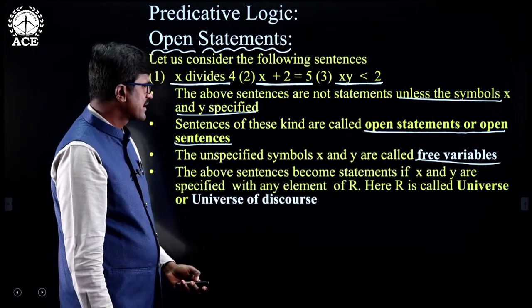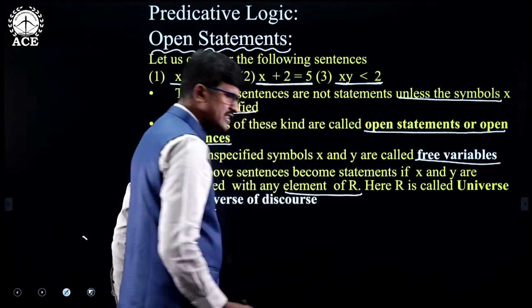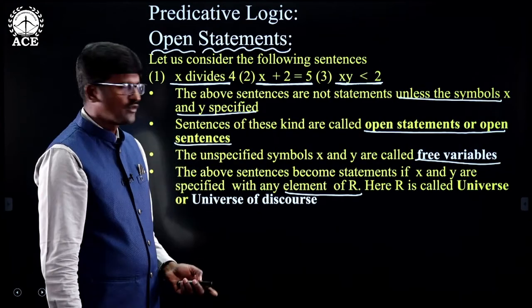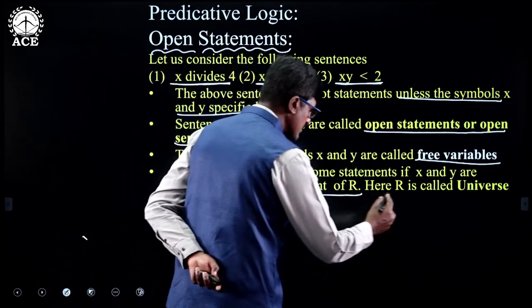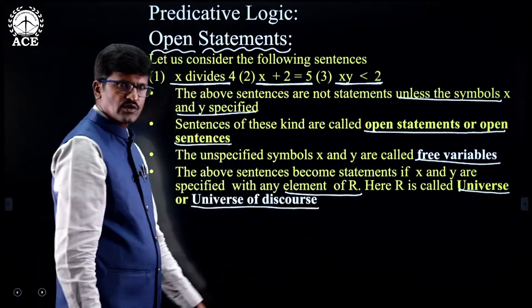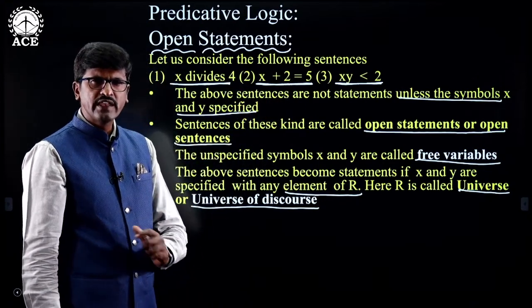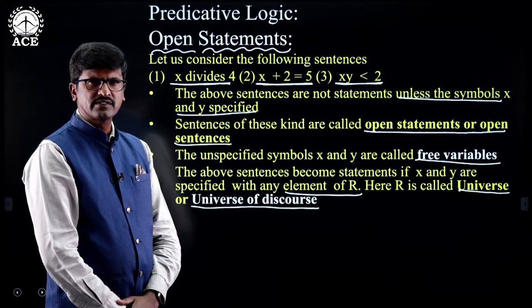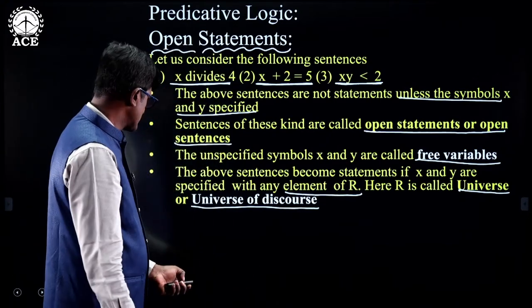Next, the above sentences become statements if x and y are specified with any element from R. Here R is the set of all real numbers. If we give any value for x and y from the real number system, then those become statements. Here R is called the universe of discourse, or universe. That means in these three examples, if you give any value to x and y from the real number system R, then these three open statements become statements.